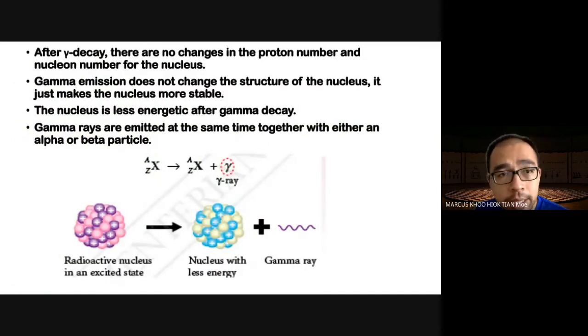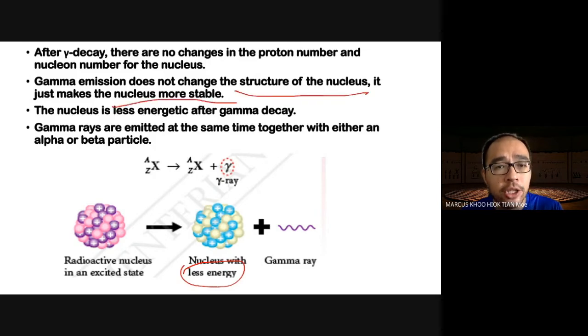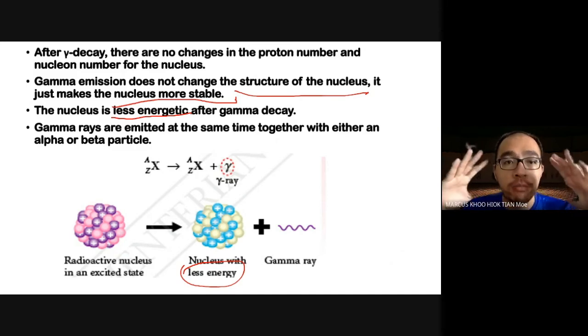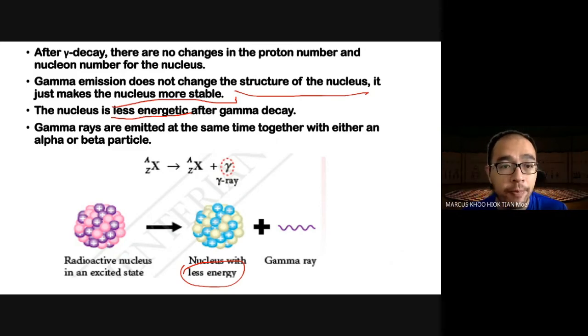So after gamma decay, there are no changes in the proton number and the nucleon number for the nucleus. It remains totally the same. The only difference is that it has less energy. It does not change the structure of the nucleus, it just makes the nucleus more stable. And because it is more stable, it is less energetic, dia lebih tenang lah. You can call it more calm after gamma decay.